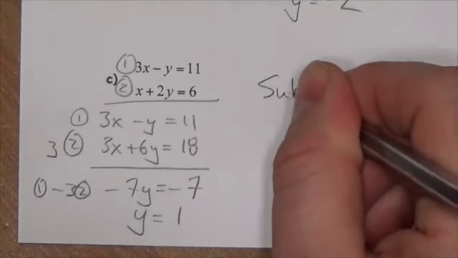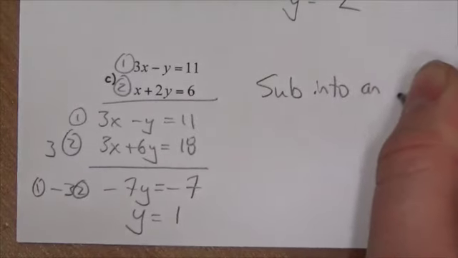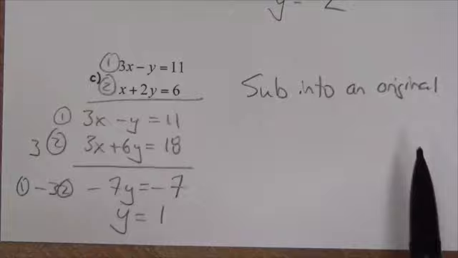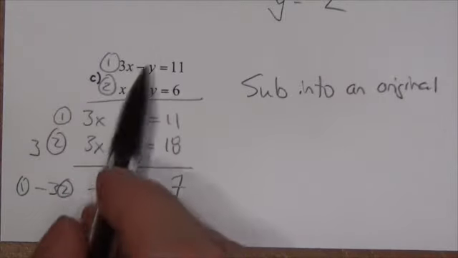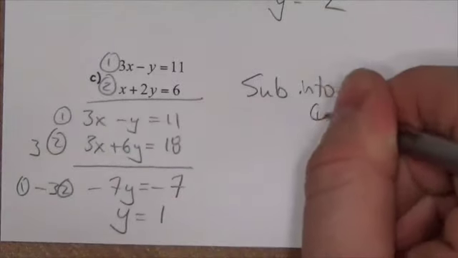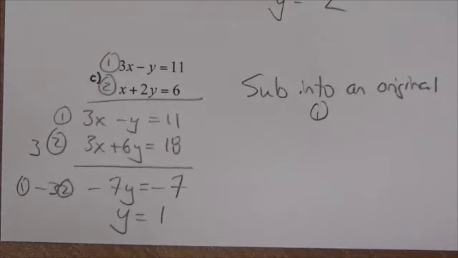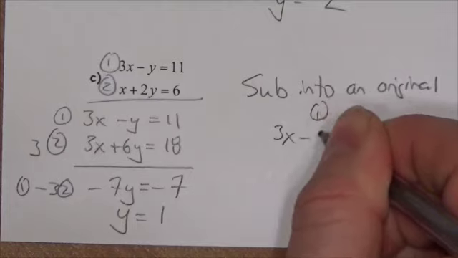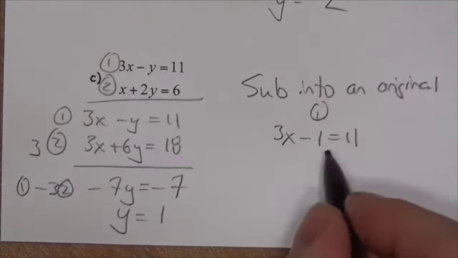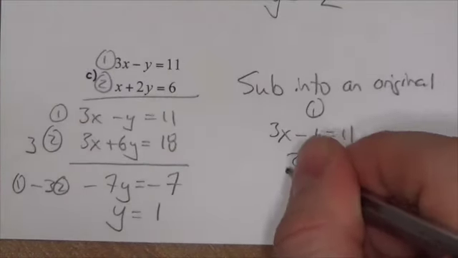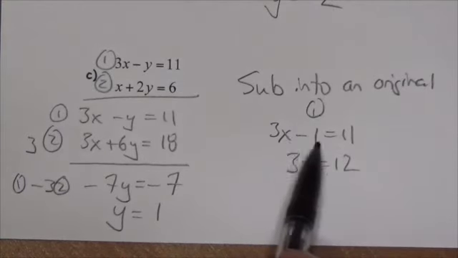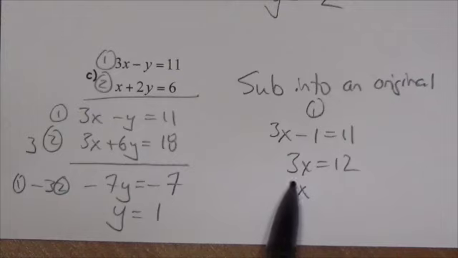So now we're going to sub into an original. Okay, y equals 1. You know what? Probably the first equation would be the easier one to work with here. So this is going to be 3x minus 1 is equal to 11. Bring the 1 over to the other side, so we get 3x is equal to 12. Because remember, there's two terms here. I got to get it down to the one term with the x in it. So I got to remove everything that doesn't have an x in it.